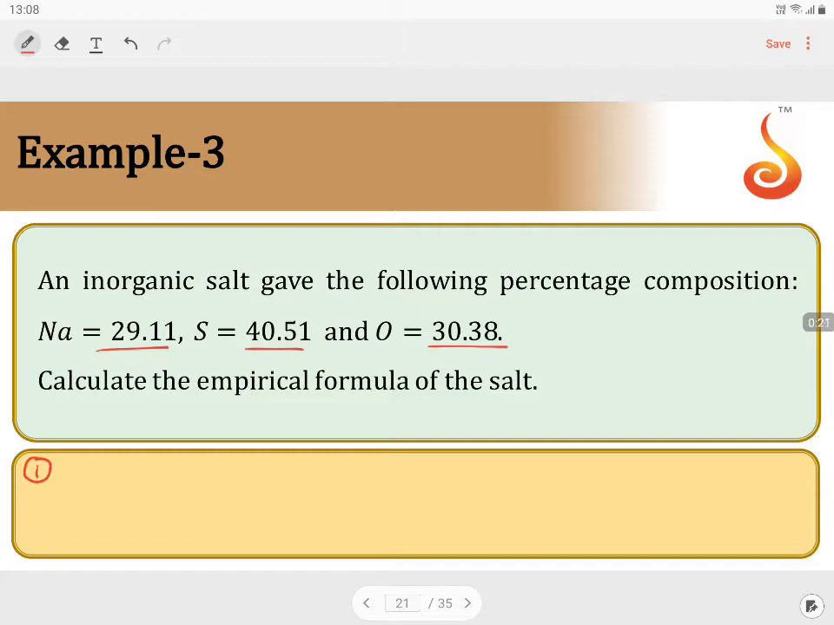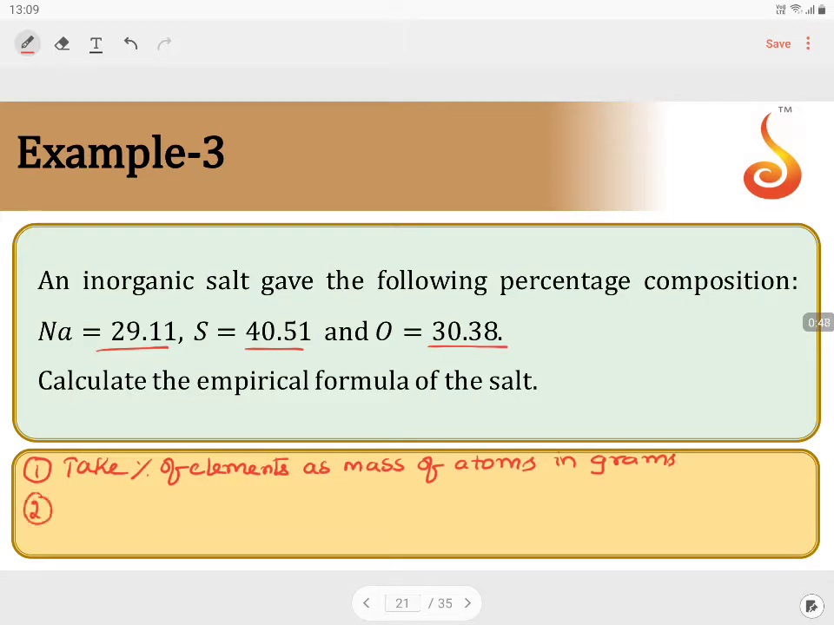First step, take the percentage composition of elements as mass of elements, mass of the atoms respectively. Percentage composition of elements is taken as mass of atoms in grams directly.